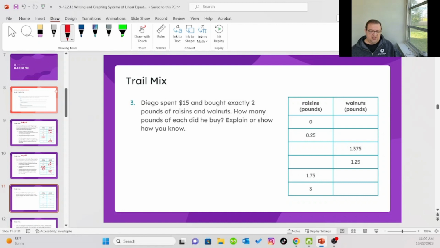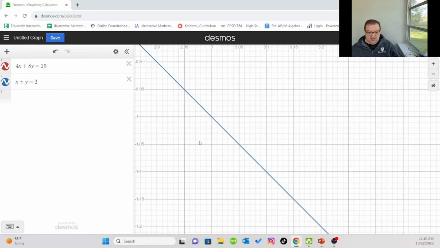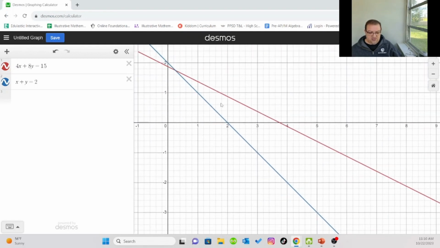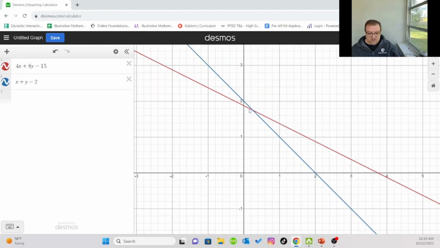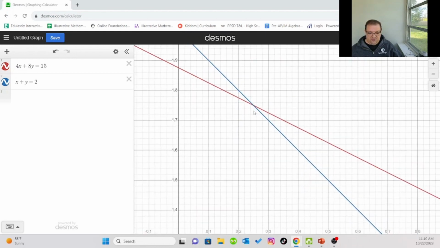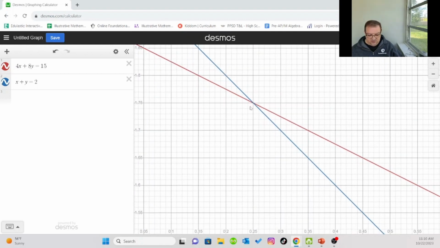So number 3 says Diego spent $15 and bought exactly 2 pounds of raisins. How many pounds of each did he buy? So the only way we can do this is that the lines are going to have to cross. This is the only time we're going to have the same value.